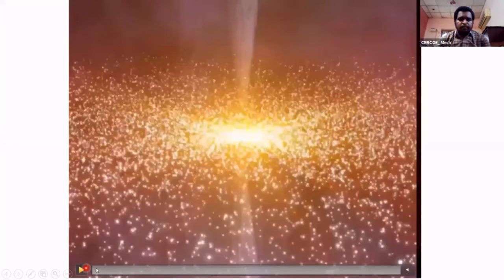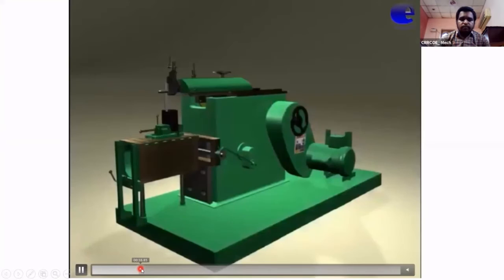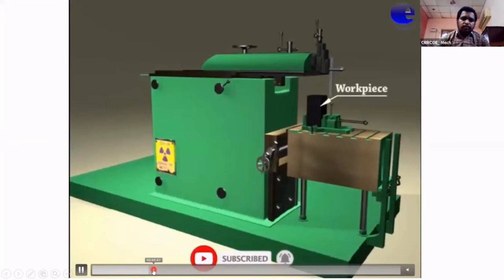See this. Now you see the parts of the Whitworth mechanism. See this.